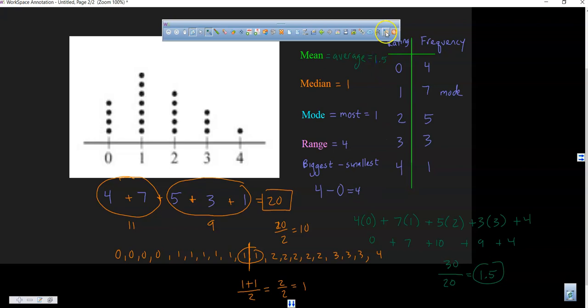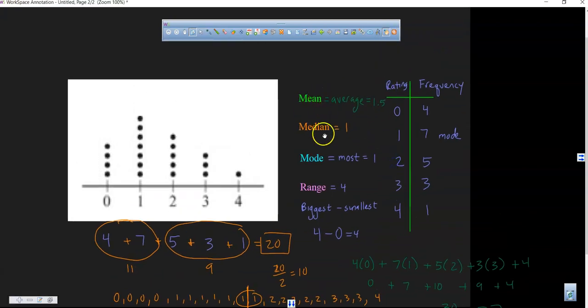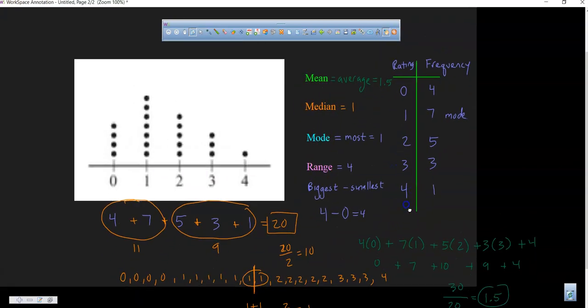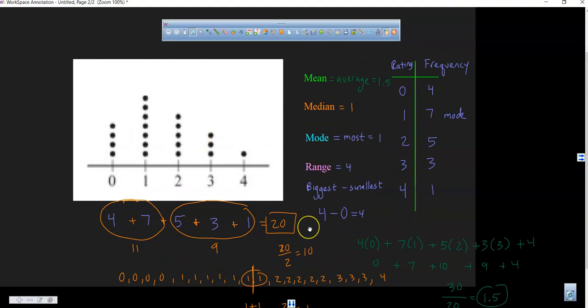The next few questions, you're going to be dealing with mean, median, mode, and range. And so I just wanted to give you this little chart to help you understand how to interpret it. Hope that was helpful.